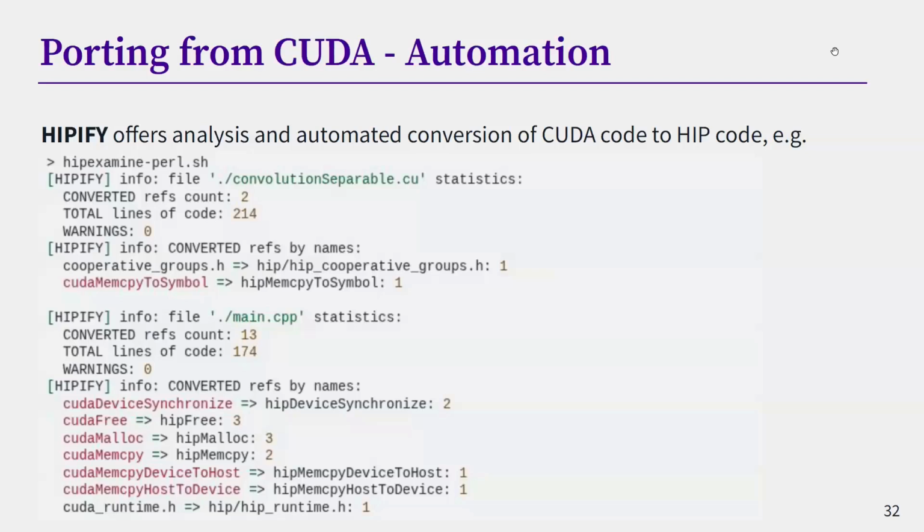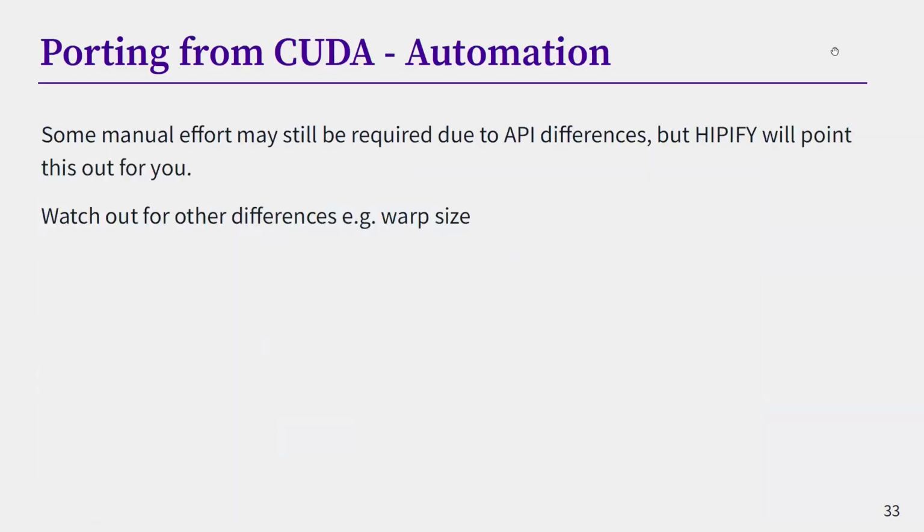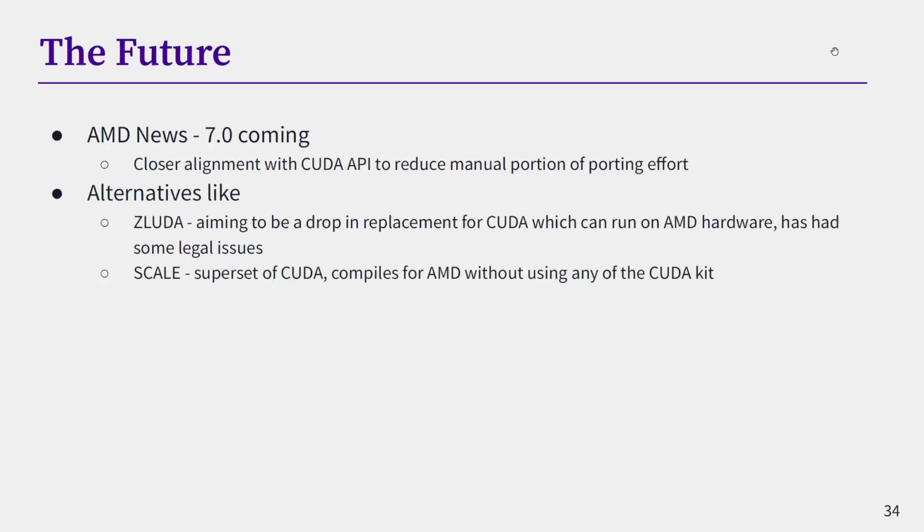So this is an example of what you might get out of Hipify. You can see it listing off which functions it's converted. It'll give you some statistics about what you've converted overall, and so on. So looking forwards, like I say, ROCm 7 is coming along, and they're making the alignment closer and closer to the CUDA API. So Hipify should be even better at just taking your code and making it work.